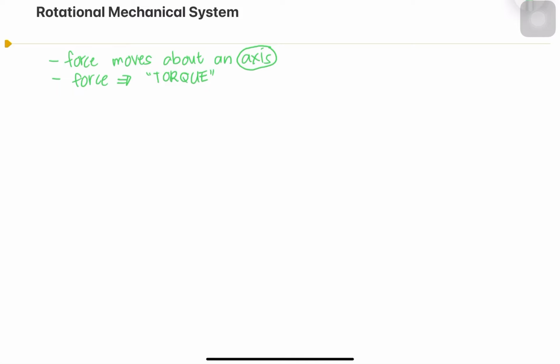Okay? And instead of displacement, we refer to it now as theta, which is angular displacement.